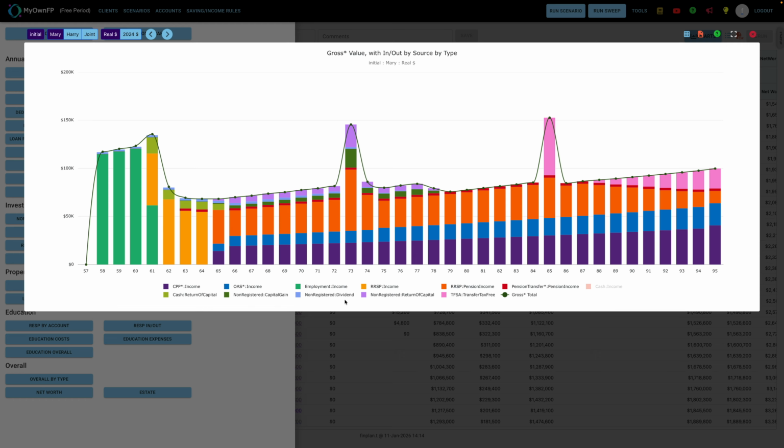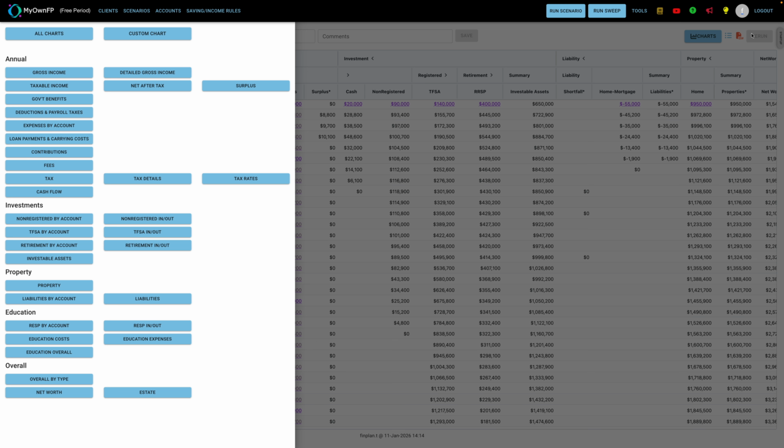In the non-registered account, we have capital gains, dividends, and return of capital. And in some cases, at the very end here, we're taking some of our TFSA. And then our gross total. Again, you can see the tooltip. So that's gross income and gross income detail.